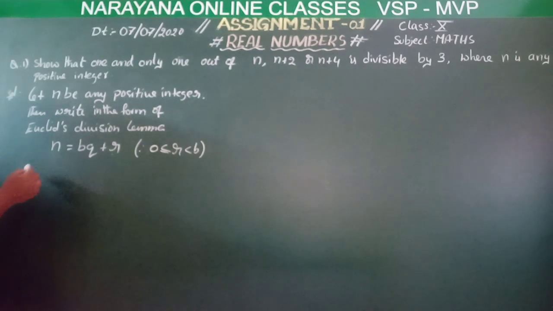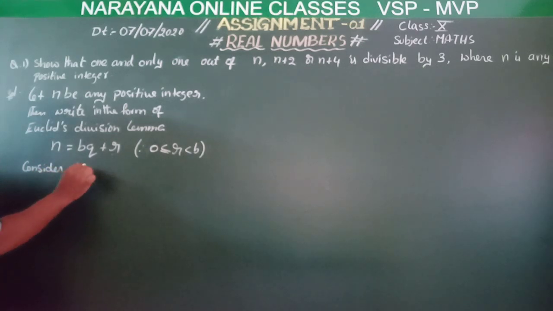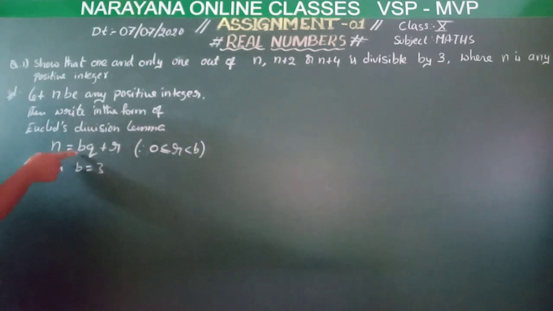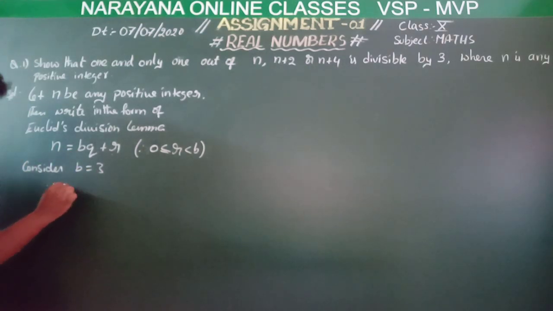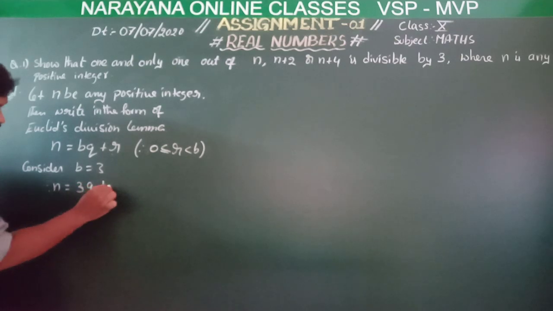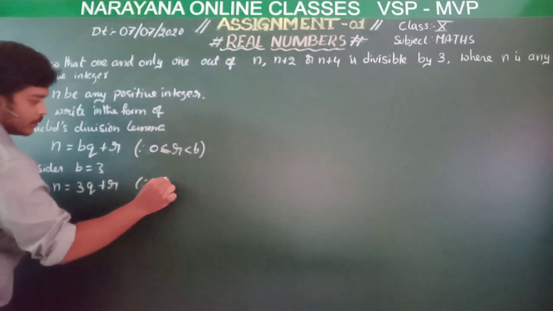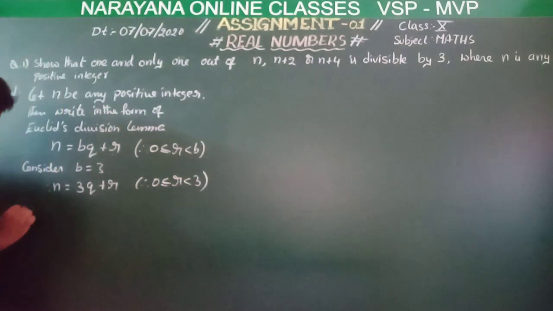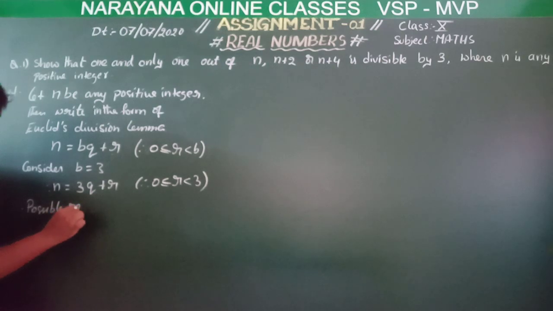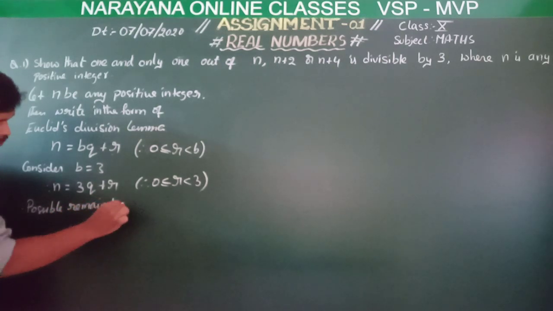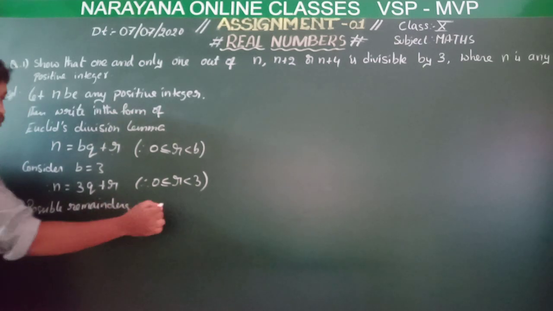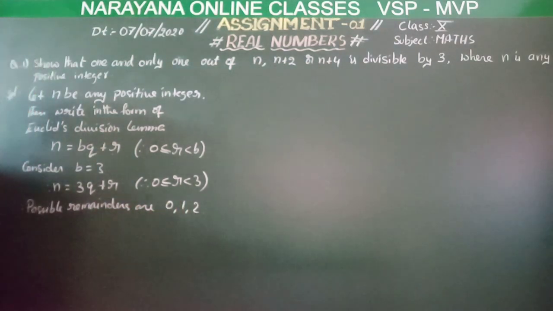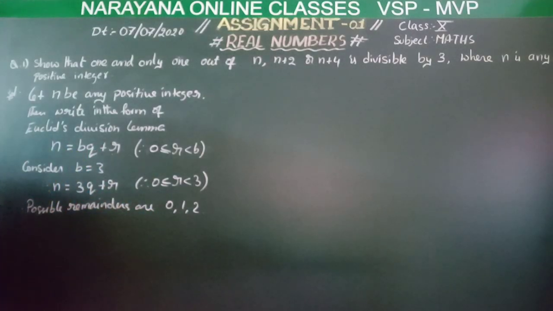See children, consider b is equal to 3, the natural number which is divisible by 3. Therefore, n is equal to 3q plus r. So the possible remainders are less than 3. What are the possible remainders? 0, 1, 2. These are the possible remainders. These remainders we are substituting in that equation.